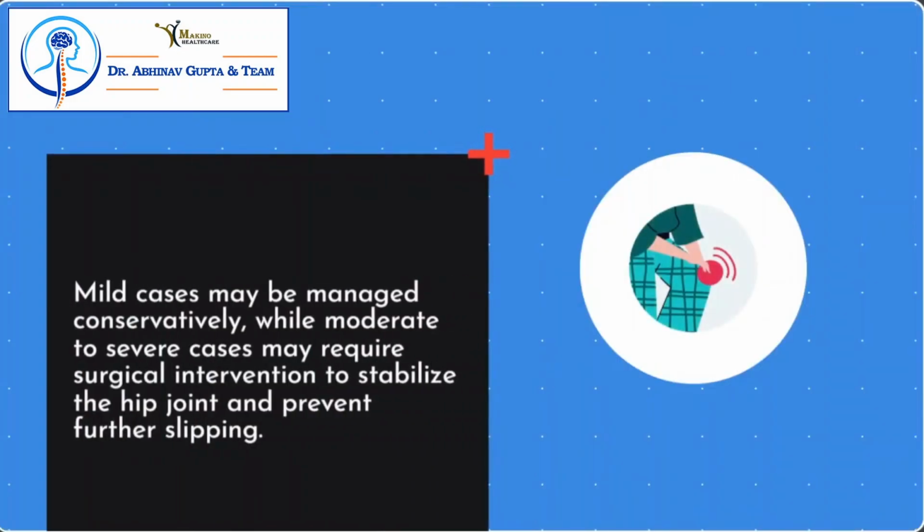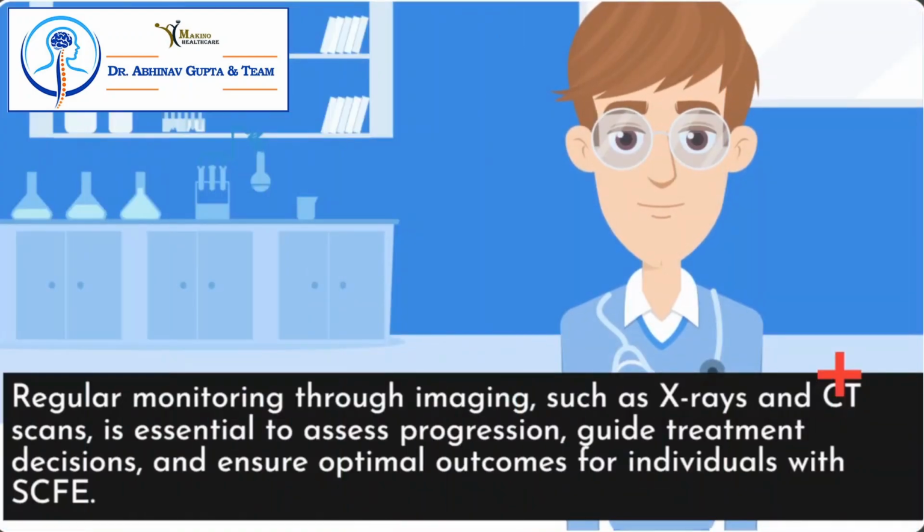Mild cases may be managed conservatively, while moderate to severe cases may require surgical intervention to stabilize the hip joint and prevent further slipping. Regular monitoring through imaging, such as X-rays and CT scans, is essential to assess progression, guide treatment decisions, and ensure optimal outcomes for individuals with SCFE.